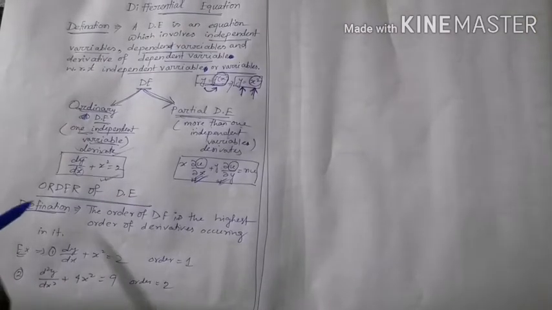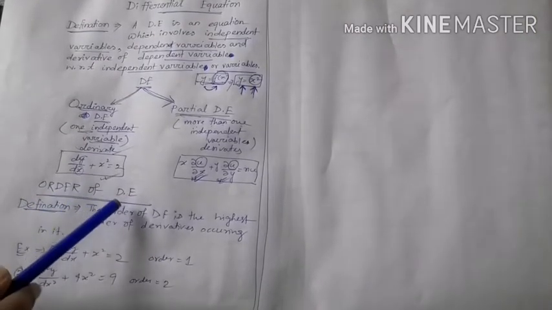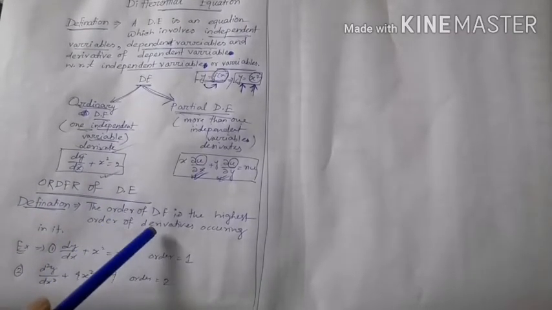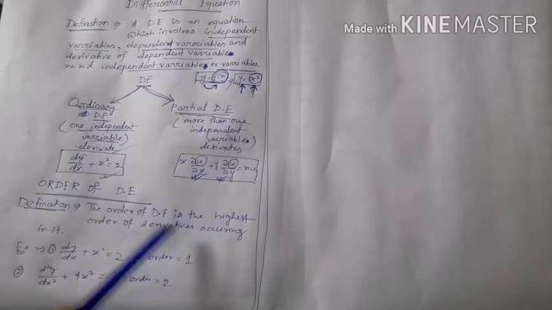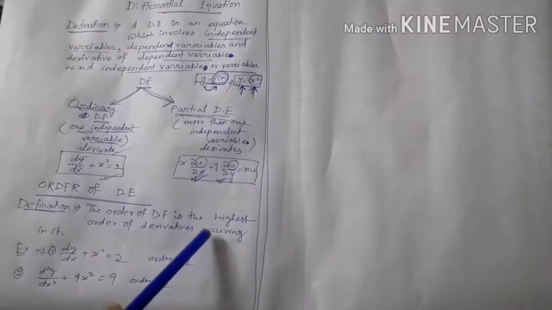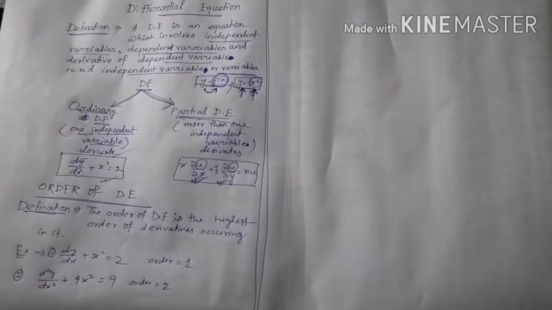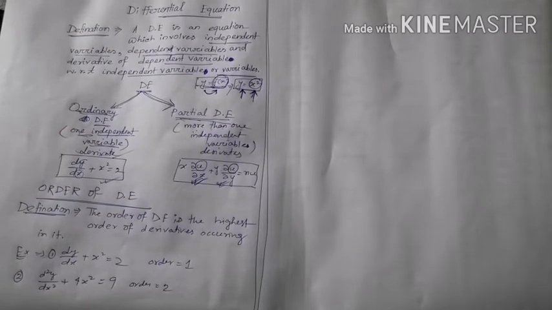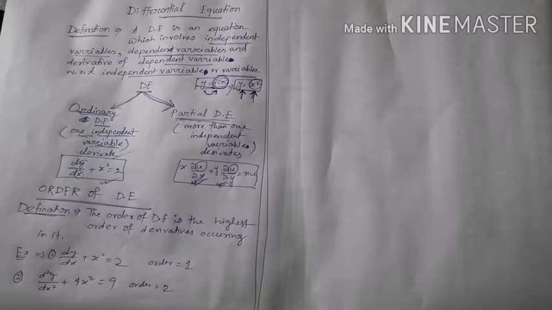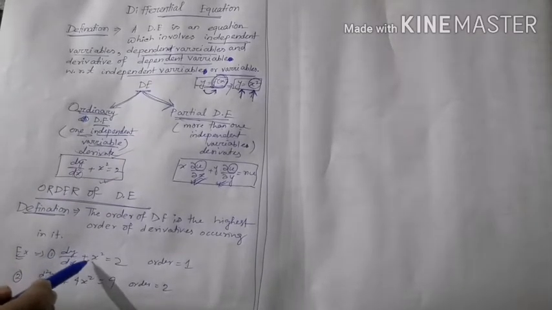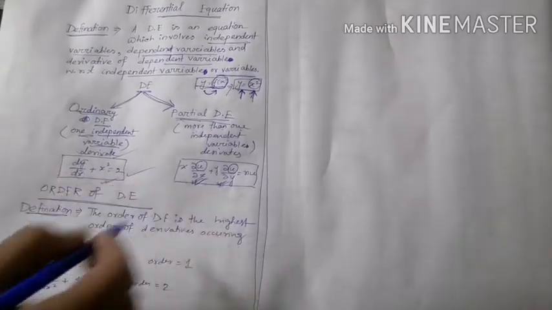Now the order of a differential equation. What is the definition? The order of a differential equation is the highest order of derivative occurring in it. As an example, we can take dy by dx plus x square equals 2, like the previous one.